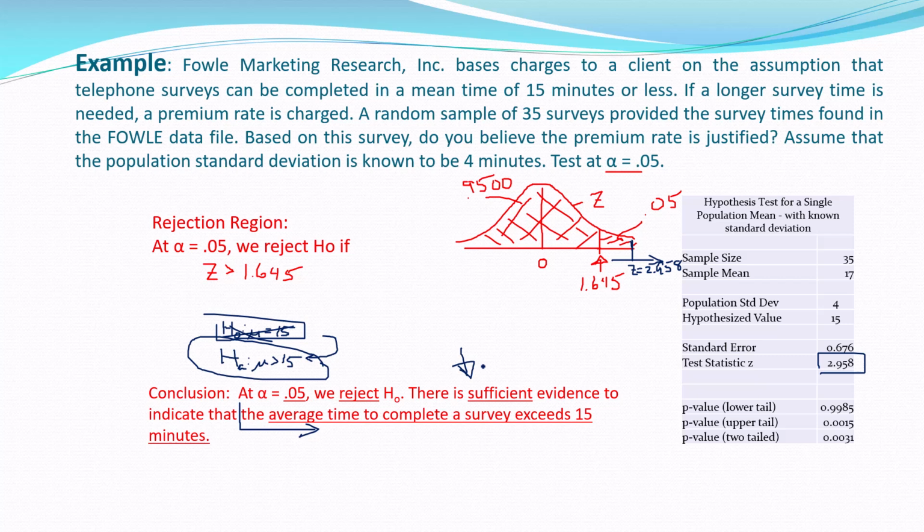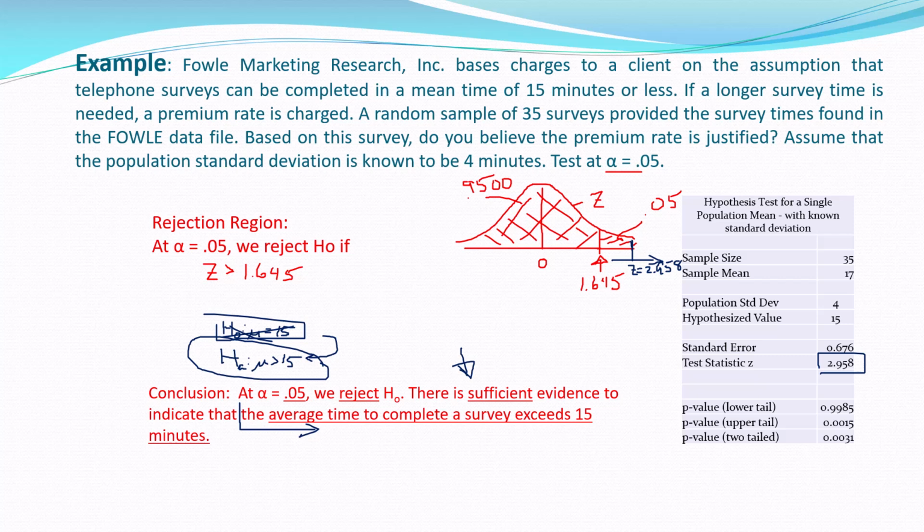And so you've got to see what your conclusion is. Are you rejecting? There's sufficient evidence to say the alternative is true, but say that in the words of the problem. If you're failing to reject, there's insufficient evidence to say that the alternative is true. We're not going to say the null is true. We're not going to say the mean is equal to 15. We would say there's insufficient evidence to indicate that the average time to complete a survey exceeds 15 minutes.